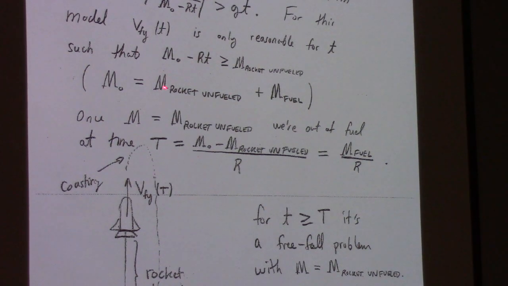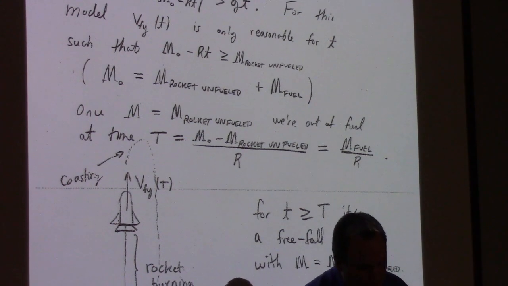Anyway, supposing that condition is met, this is only reasonable so long as you've got fuel, right? Once the fuel burns off, you're done. At that point, the rocket is in projectile motion, which means it's just under the force of gravity. The time you have for burning is the mass of the fuel divided by the rate. And after that, it's a free fall problem.